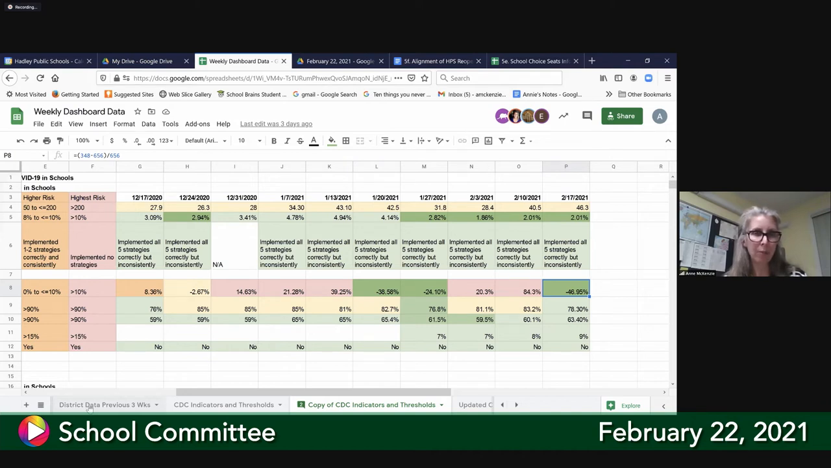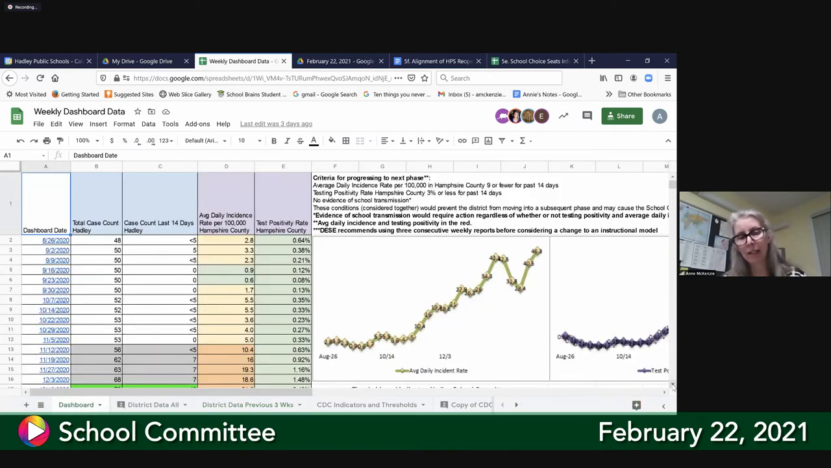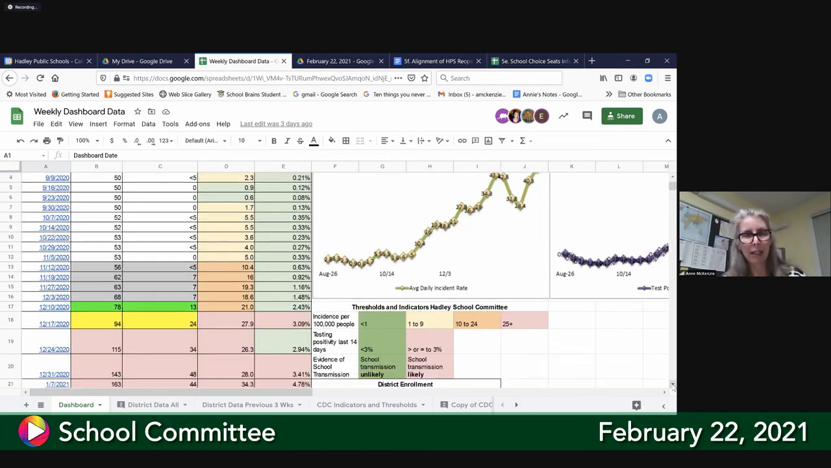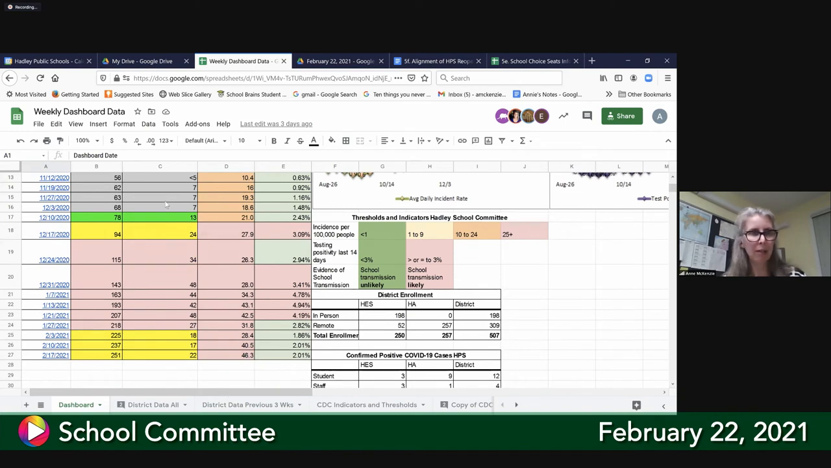I want folks to understand we didn't have district data. This didn't get updated over the school break because the Department of Elementary and Secondary Education did not add any information since we had school break. And we did see an increase in average daily incidence rate for Hampshire County. It did track back up. Testing positivity stayed the same. Things are looking better in Hadley. I mean, there's more cases. Oh, I'm sorry, it went up slightly in Hadley as well. Things were coming down, and it went up slightly in Hadley last week as well.